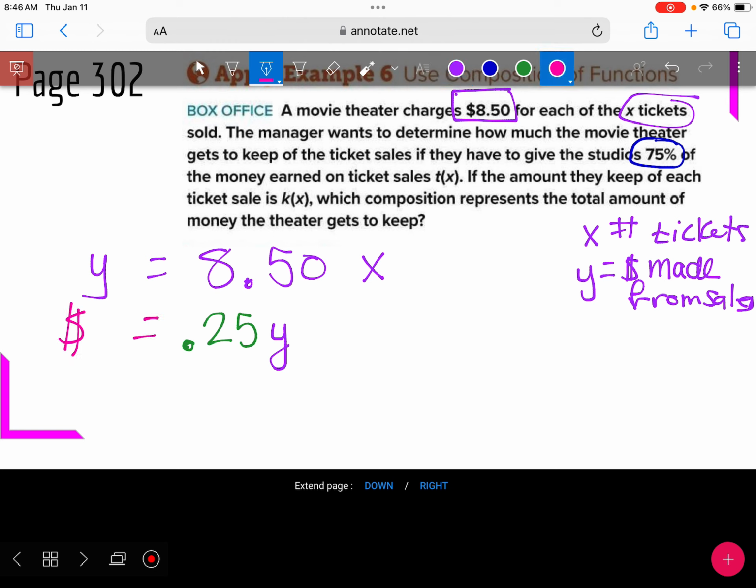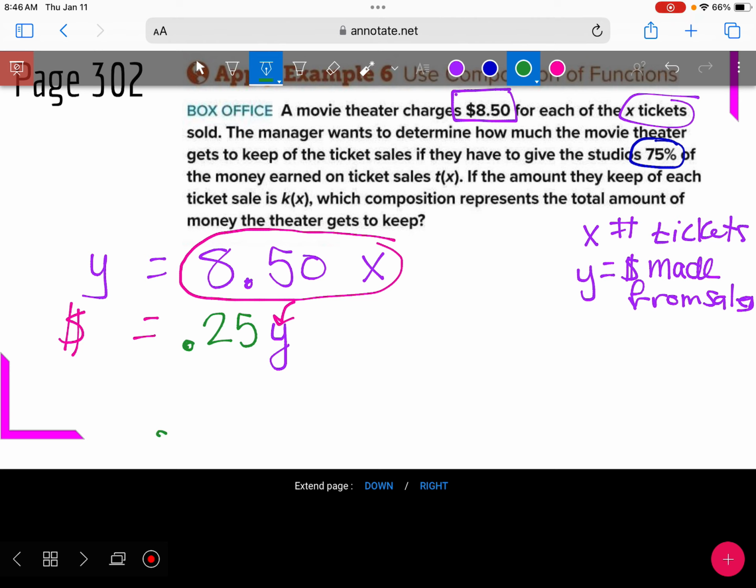Is the movie theater's money. I'm just going to put a dollar sign. So the reason they're having this in our composition section is they're expecting us to figure out these equations, take this guy in, and compose it in here. It's a system of equations kind of deal.